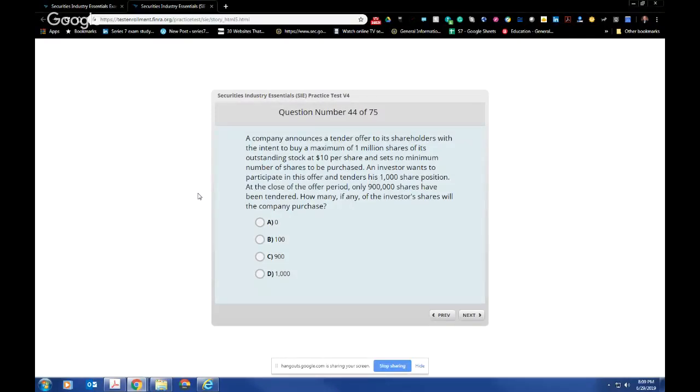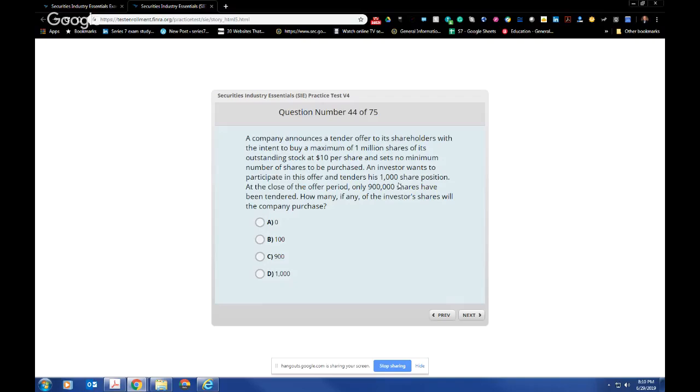At the end of the offer period, this company's only bought 900,000, but they want 1 million. So you want to tender 1,000 shares? Sure, they'll buy 1,000. There's no problem there. They're trying to trick you, because if it's oversubscribed, like say they wanted to buy 900,000 and 1 million have already been tendered, then you would only get 90%. But here, since they're willing to buy another 100,000 shares, you'll get your shares.